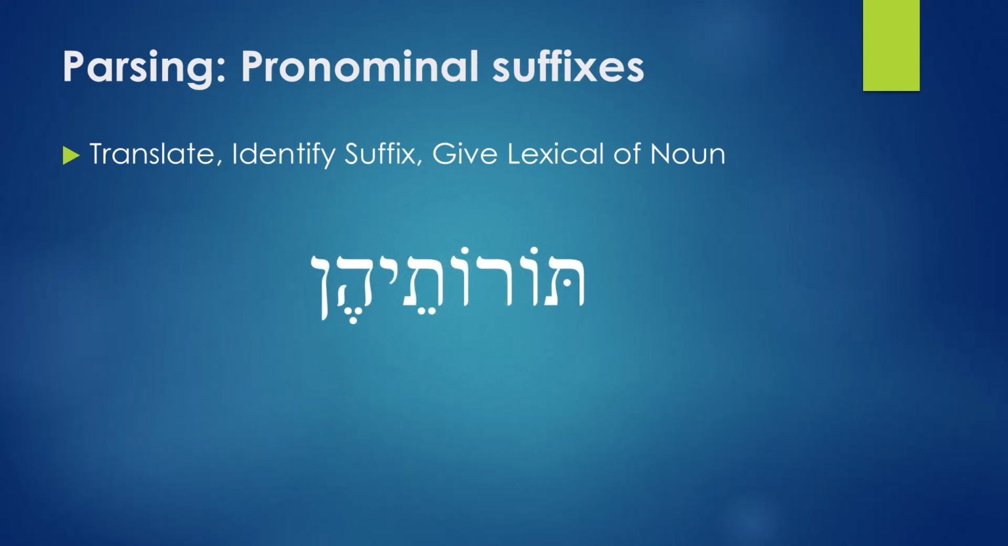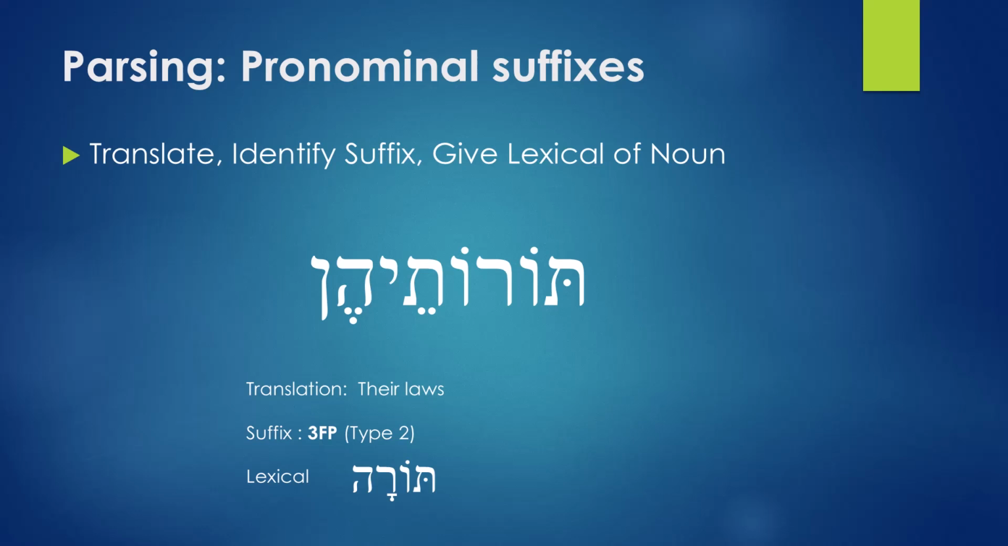Next word, toroteihen. Can you try to parse that? You can pause the video to try. Alright, here's the parsing. Toroteihen. Notice you have tsere yod hen. That tsere yod hen is a key of type 2 suffix. So torot means laws. It's in the plural. This is a plural noun. Why is it plural? Because of the tsere yod hen. That's type 2. Type 2 suffixes are added on plural nouns.